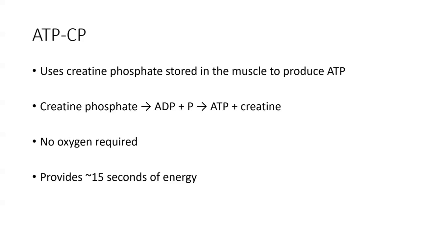However, the total store of creatine phosphate within the muscle is very small. It only produces 1 molecule of ATP per cycle, and so it can only provide energy for approximately 15 seconds of muscular activity. So this system will fuel muscular contraction in activities that are really high intensity but of short duration. So think things like sprinting or, say, weightlifting.